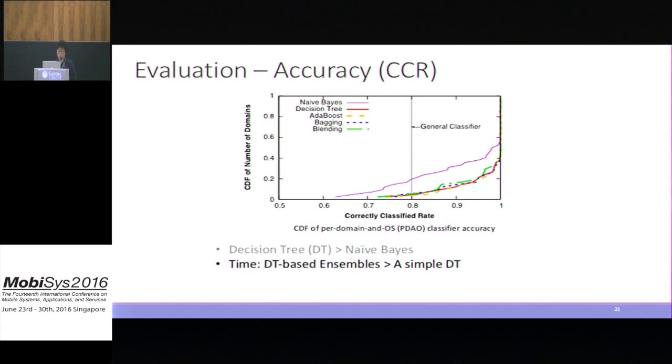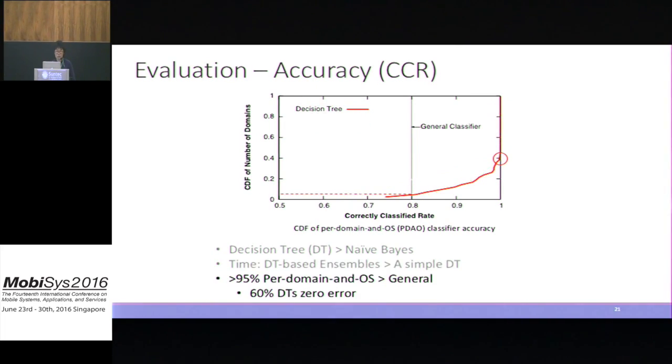So we did that, and we find that these approaches have similar accuracy, but they take much more time to train. So we decided not to use them. If we look at the optimization by using per domain classifiers, the vast majority of the domains have better accuracy than using the general classifier. And in fact, 60% of them have zero error.